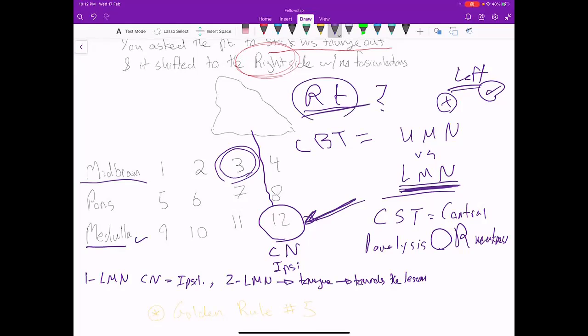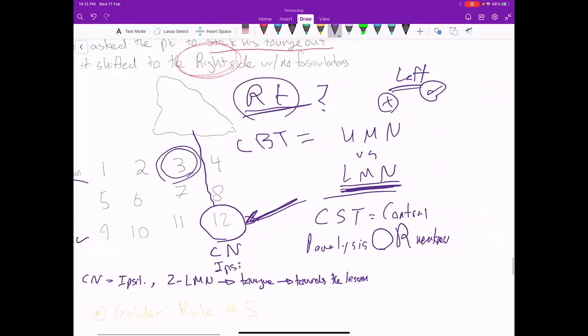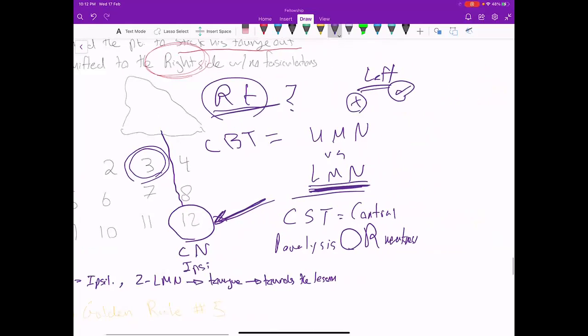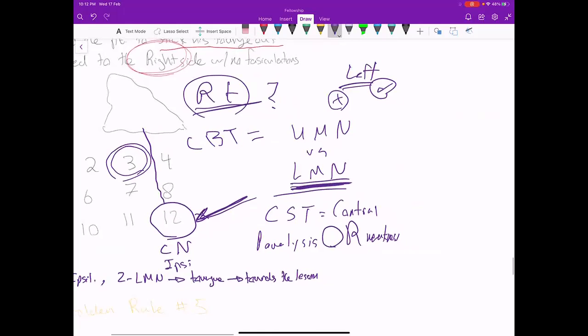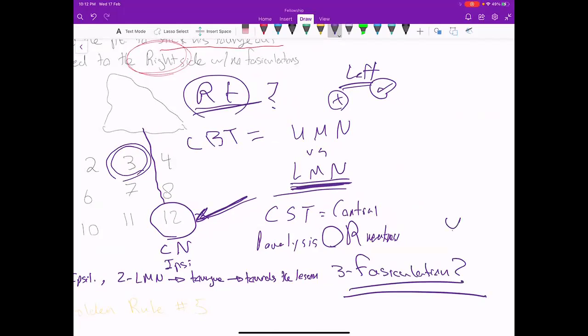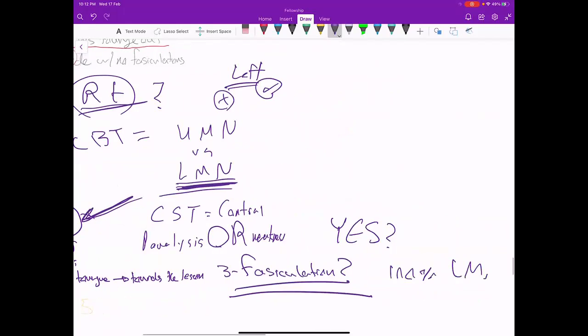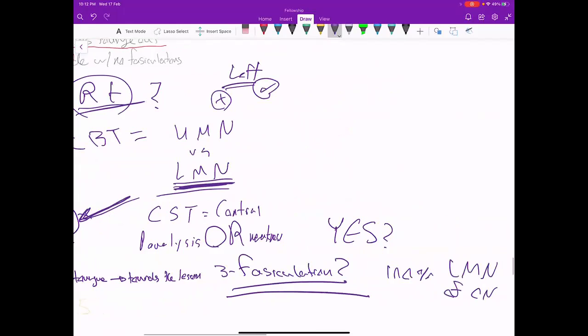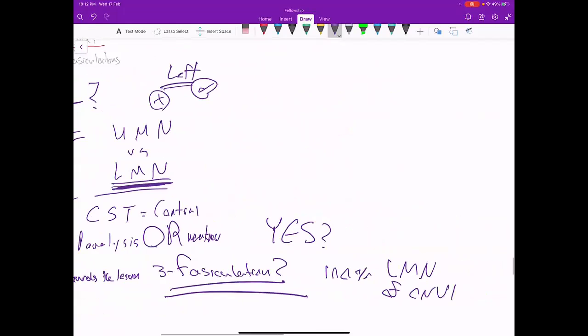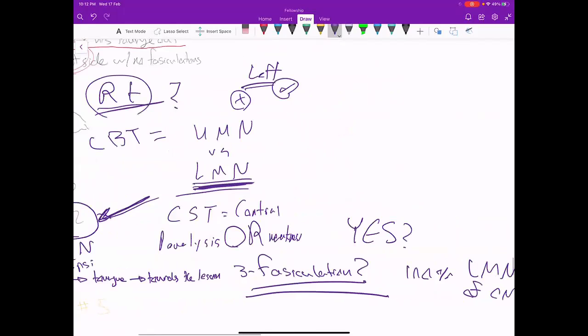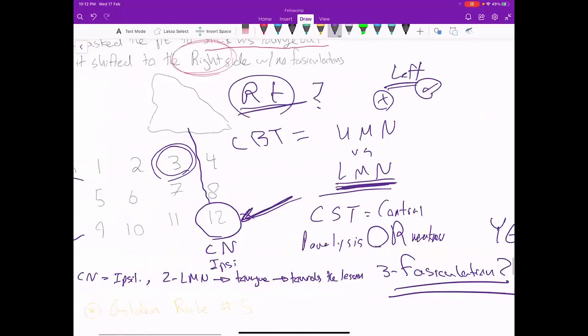The tongue must shift to the right. If it's shifting to the left, away from the lesion, it's a higher cortical function. Lastly, do you have fasciculations in the lateral tongue? Yes. This is 100% lower motor neuron of cranial nerve 12. Clear? Yes, thank you, doctor.